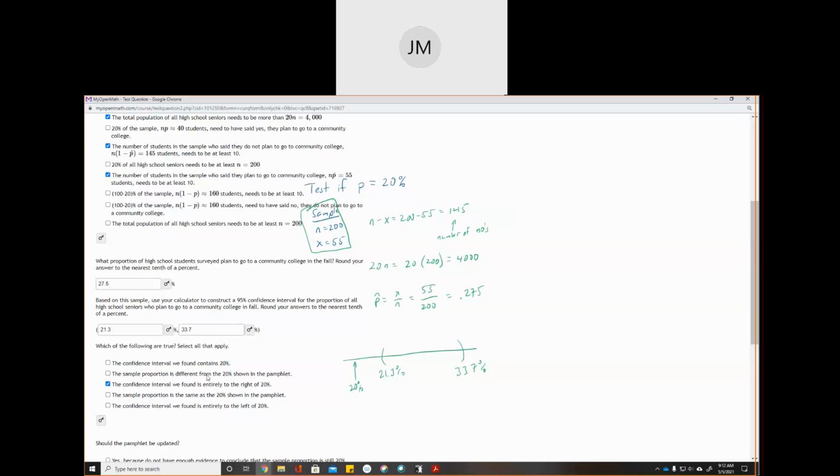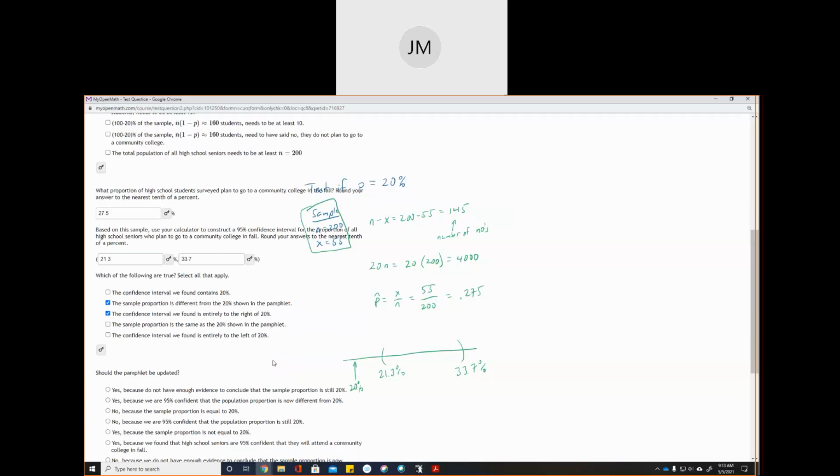The sample proportion is different from the 20% shown in the pamphlet. That's true. The sample proportion is p hat. That was 27.5%. That's different than the 20%. So we're also going to check that one because it's a true statement and it says select everything that's true.